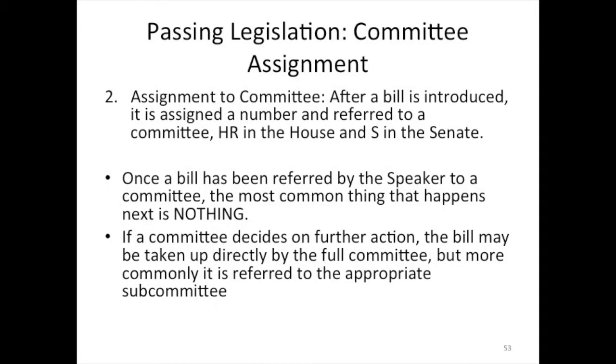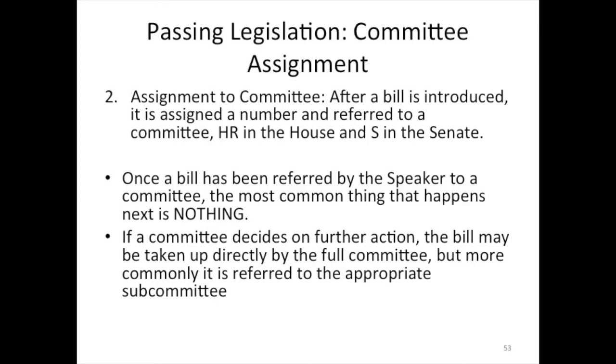If a committee decides on further action, again, they can decide on no action at all. The bill may be taken up directly by the full committee, but more commonly, it's referred to the appropriate subcommittee. When we say the full committee, we mean the full standing committee. But there are subcommittees too.